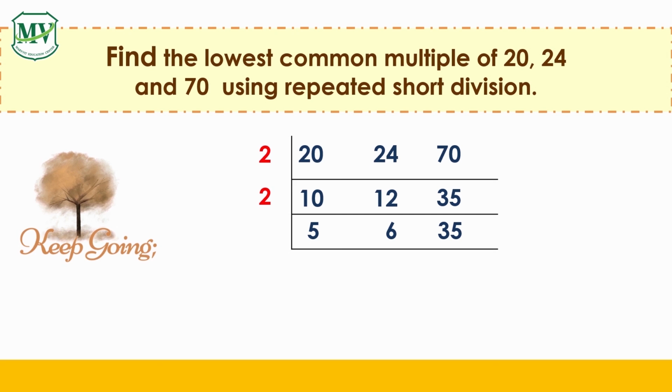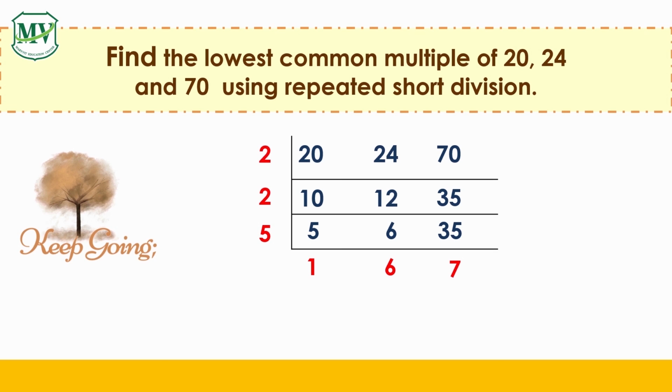What prime number can you divide 5 and 35? Correct! 5 and 35 is divisible by 5. 5 divided by 5 equals 1. 35 divided by 5 equals 7. So, the numbers left are 1, 6, and 7.